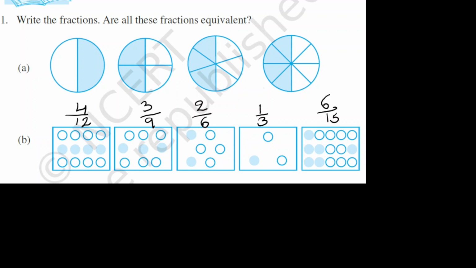Let me write the simplest form of all these fractions. The simplest form of 4 by 12 is 1 by 3, and 3 by 9 is 1 by 3, and similarly 2 by 6 is also 1 by 3, and here the simplest form of 6 by 15 is 2 by 5. So here the simplest form of all the fractions is not equal to 1 by 3. So all these fractions are not equivalent fractions.